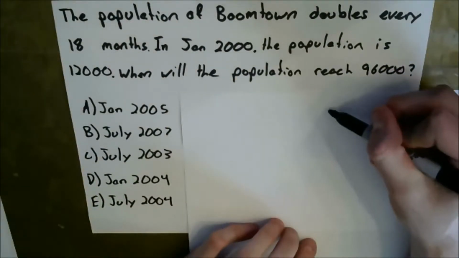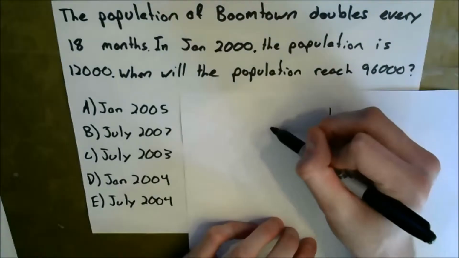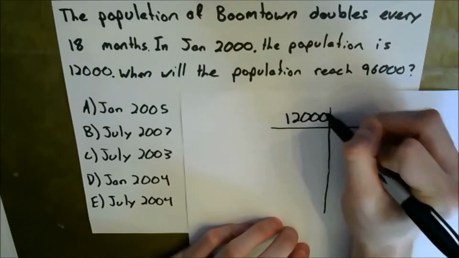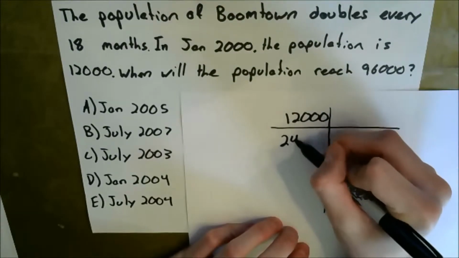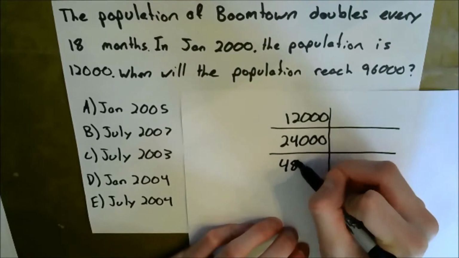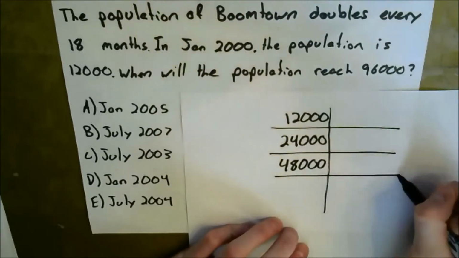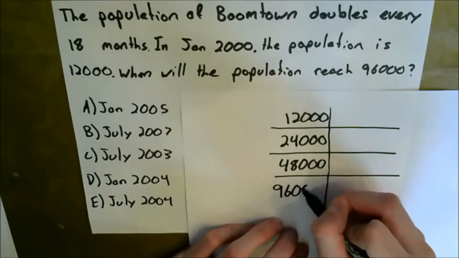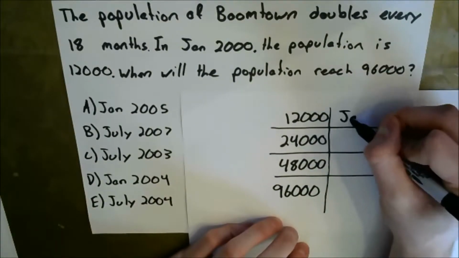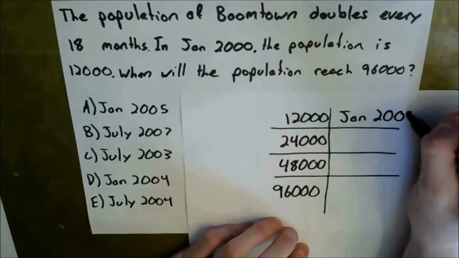Okay, so for this one, we're going to make a little table. We'll start off where the population is 12,000. Now the population doubles, becomes 24,000. It's going to double again. It's going to become 48,000. And it's going to double one more time. 96,000. All right. Now it's 12,000 in January of 2000.